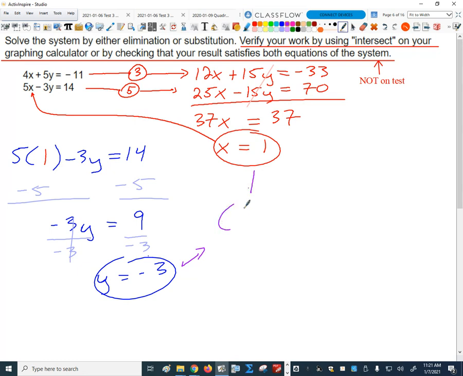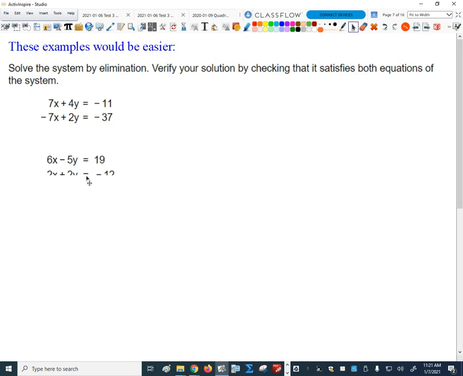I've got the ordered pair x equals 1, y equals negative 3. And I should check that by plugging it back in, okay? So that was a harder one because we had to multiply both equations by something. A lot of times it's easier. Let's just take a quick look at these two examples.